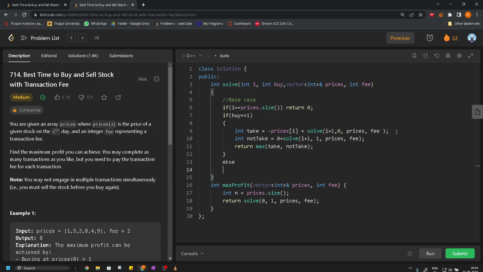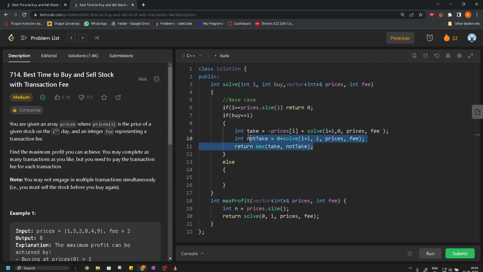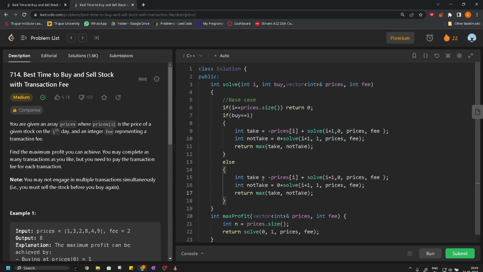Similarly, this time around we cannot buy, buy is equal to 0. This time we have two options. We can either sell the stock or not sell the stock. If we sell the stock, we get plus prices of I, but the only difference, as I was saying, is that we have to incur a transaction fee. So we subtract the fee from the total gain. We get the prices of I for which we sell the stock, and then we reduce the transaction fee that we have to spend, right?